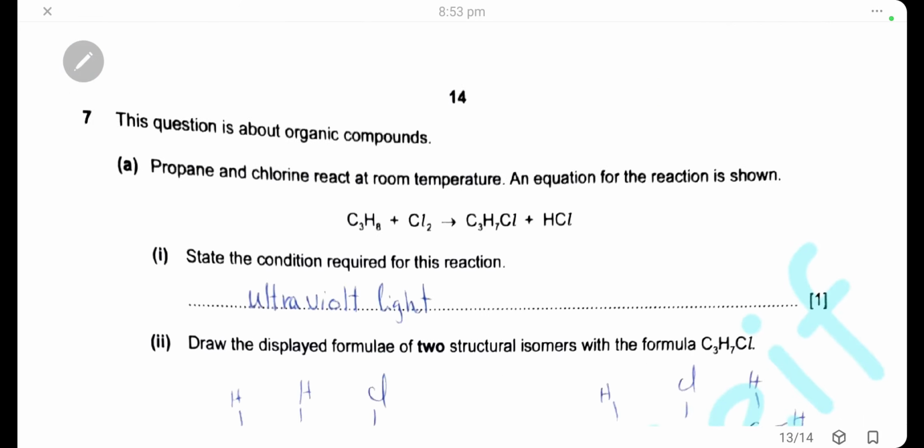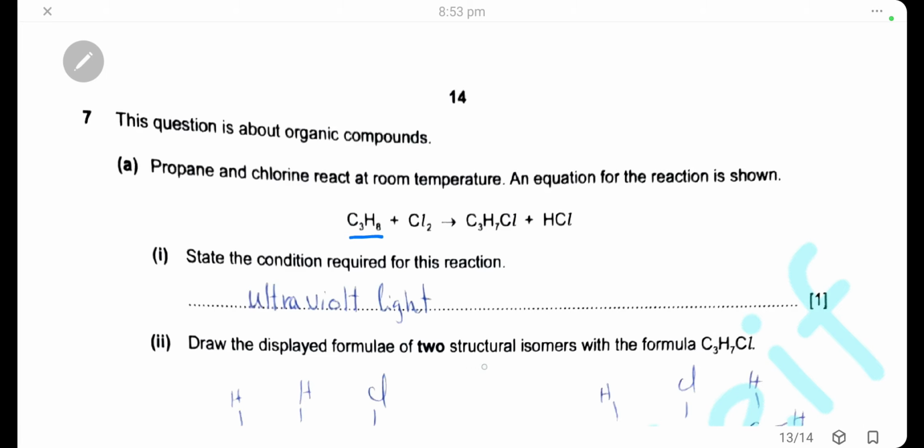Question 7. This question is about organic compounds. Propane and chlorine react at room temperature, and the equation for the reaction is shown. This is the formula of propane reacting with chlorine to form chloropropane and hydrogen chloride. State the condition required for this reaction. This is a substitution reaction. The condition needed is ultraviolet light.